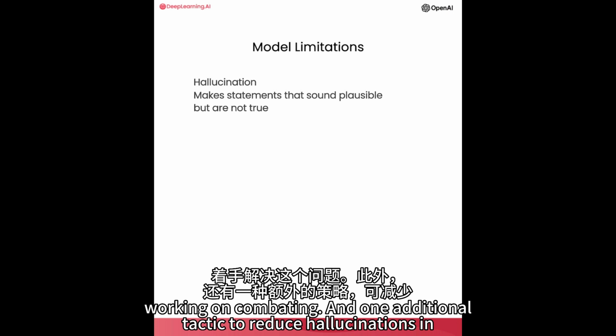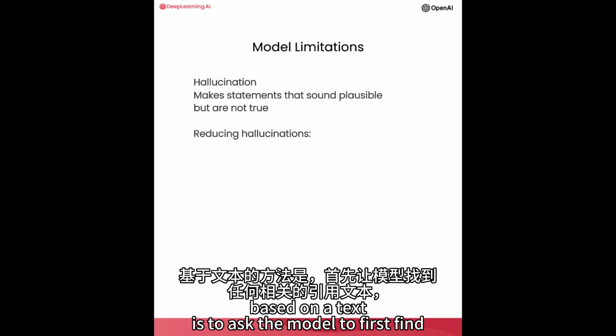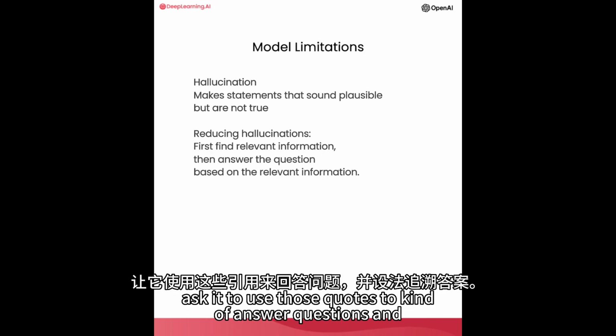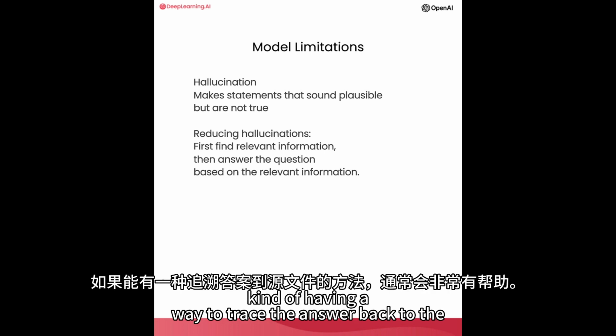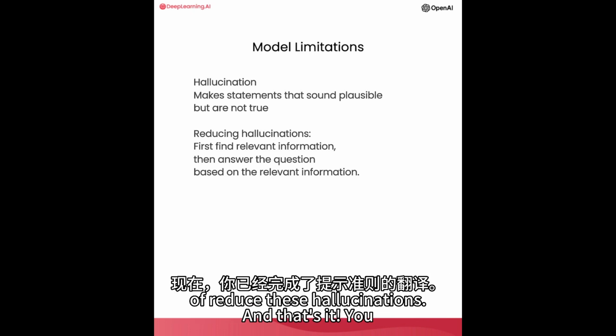One additional tactic to reduce hallucinations, in the case that you want the model to generate answers based on a text, is to ask the model to first find any relevant quotes from the text, and then ask it to use those quotes to answer questions. Having a way to trace the answer back to the source document is often pretty helpful to reduce these hallucinations.